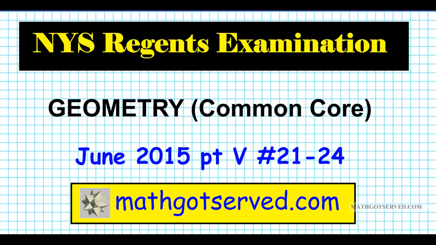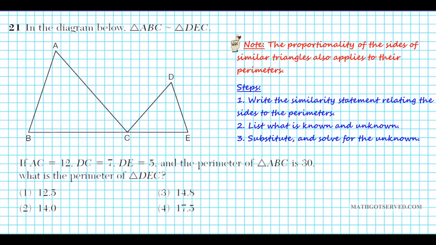In this clip, we're going to be going over problems 21 to 24 of the Geometry Common Core Regents exam for June 2015. All right, let's take a look at problem 21. It reads, in the diagram below, triangle ABC is similar to triangle DEC. If AC equals 12, DC equals 7, DE equals 5, and the perimeter of triangle ABC is 30, what is the perimeter of triangle DEC?